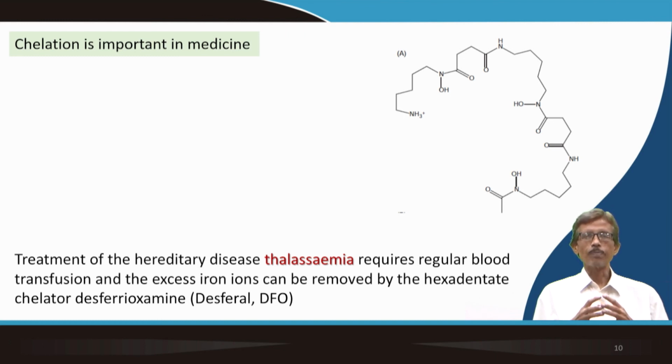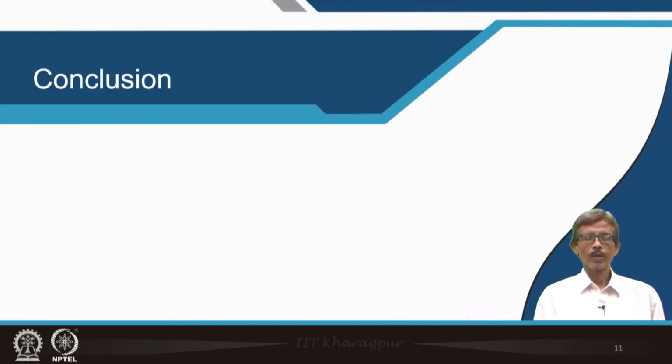So, to remove that iron, this particular chelator, desferrioxamine, known as Desferal or DFO, is a commercial trade name. This is a very useful chelate which can bind the free iron ion and can remove the iron overload, or the toxic effect of iron, from your body.